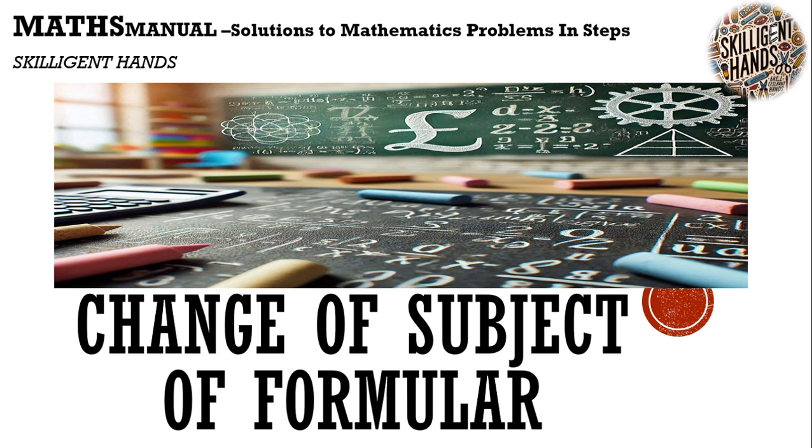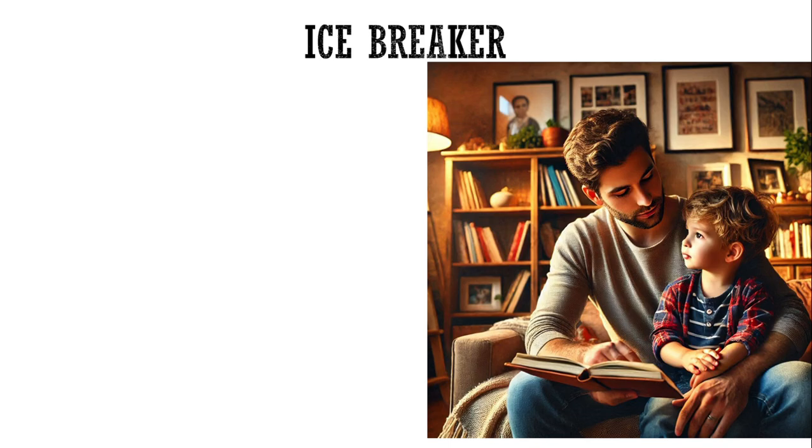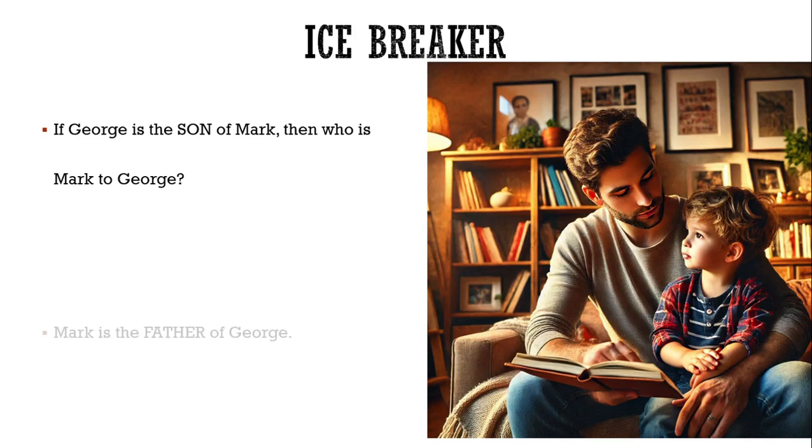We are going to be starting with an icebreaker, and the icebreaker goes thus: if George is the son of Mark, then who is Mark to George? The answer is not far-fetched. Mark is the father of George. This icebreaker is talking about relationships.